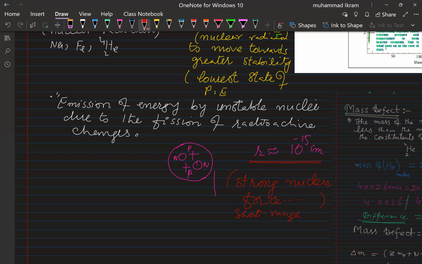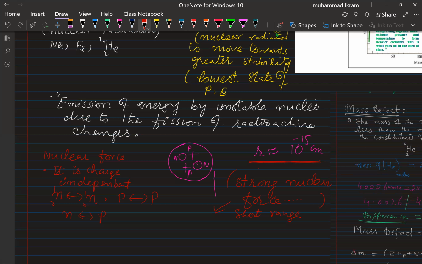This strong nuclear force is charge independent. It is between NN, meaning neutron-neutron, it is between PP, and it is between NP. So God created neutrons inside the nucleus to counterbalance the Coulomb repulsive force.